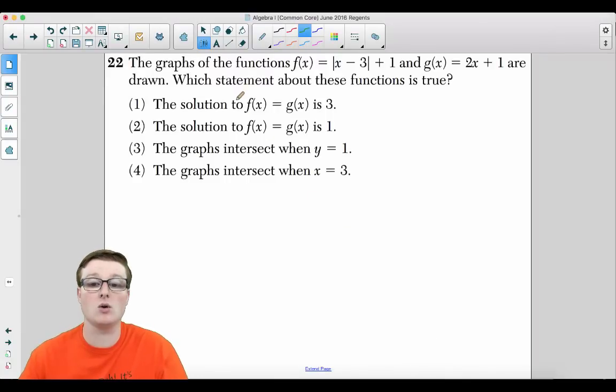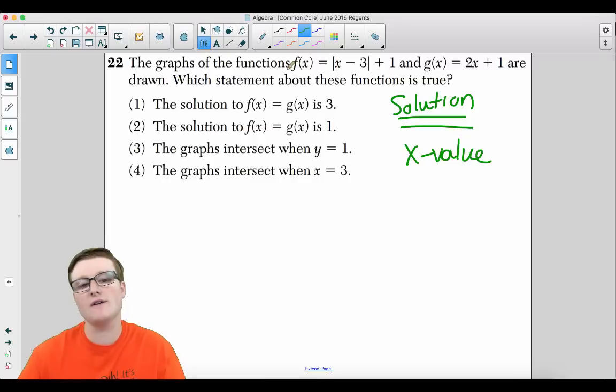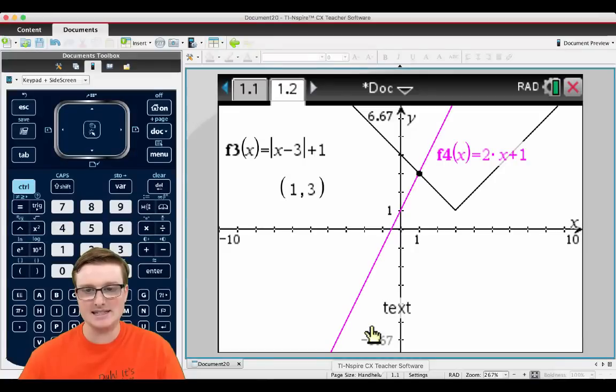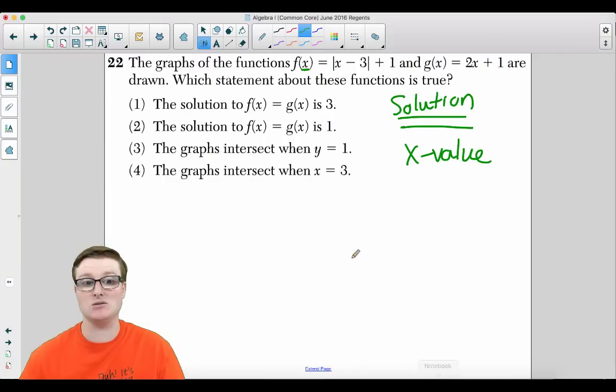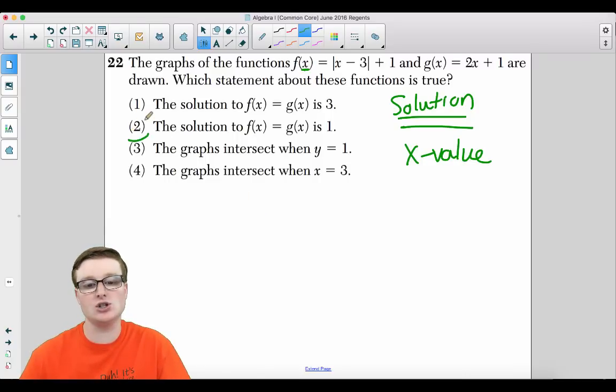So it says here, okay, this is where you really need to know the language of algebra. The solution means x value because you're solving for the value of x. So the x value in this case is 1. That's the intersection point at x equals 1. So it's asking for the true statement. The solution to f of x equals g of x is 1. And that's the answer.